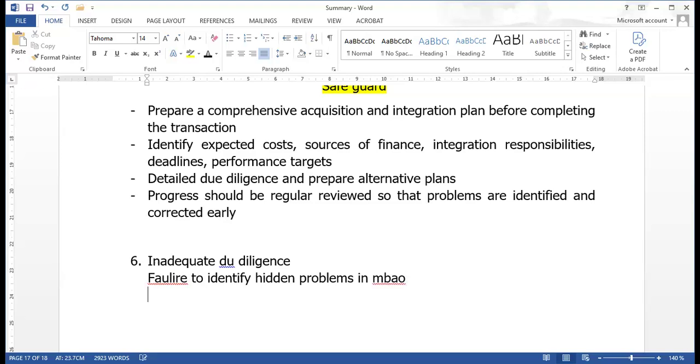So how can you safeguard around this? The safeguard is that you need to really do a thorough due diligence. You should conduct a comprehensive due diligence.